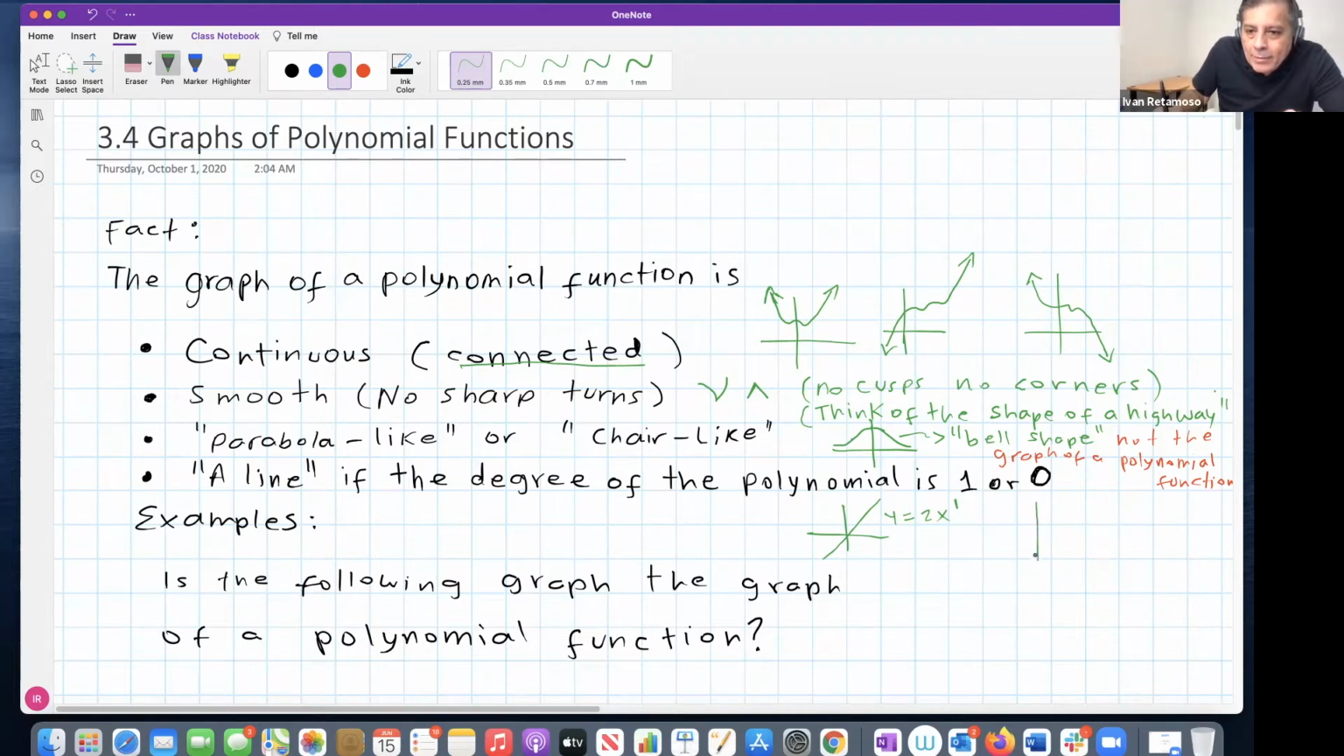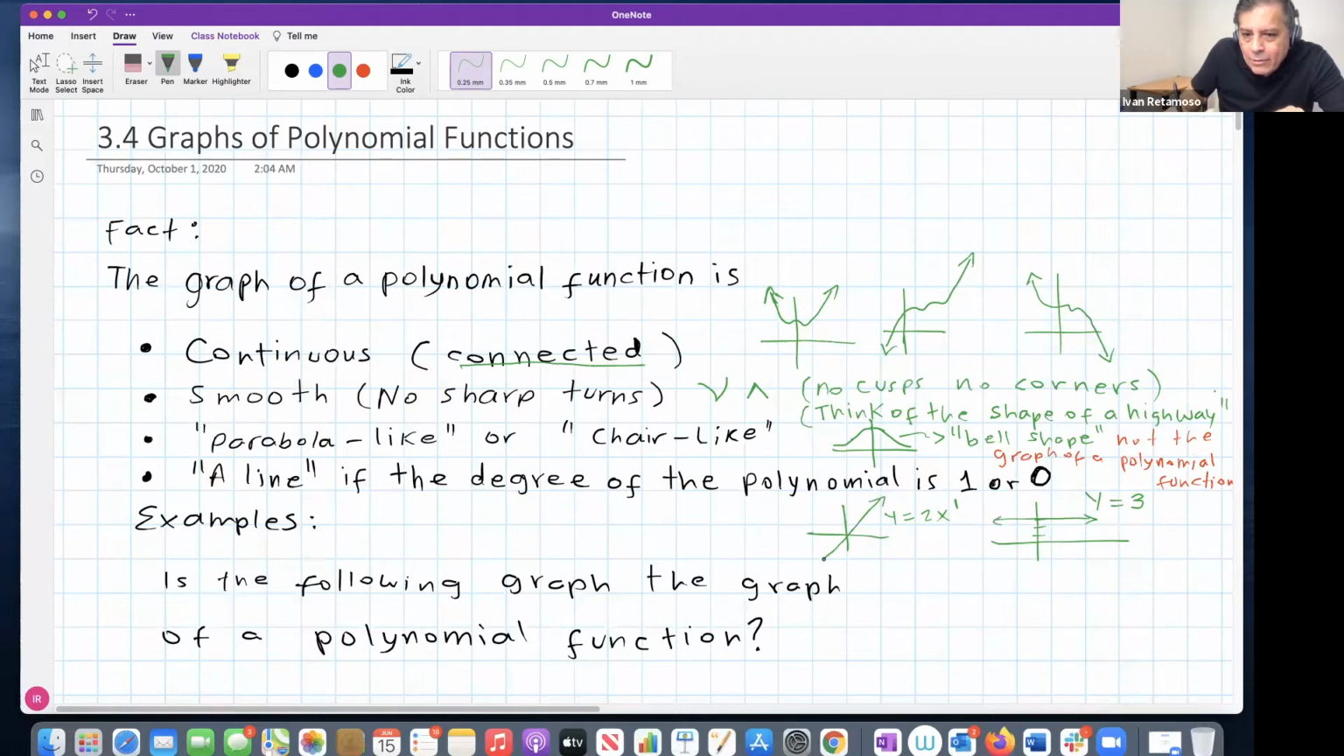Another example where you will get a line, well, if the degree of your function is 0. Degree of function 0, Professor? Well, something like this. y equal, for example, the number 3. It's a constant function, right? And its graph is just a line, right? This is what they're talking about.